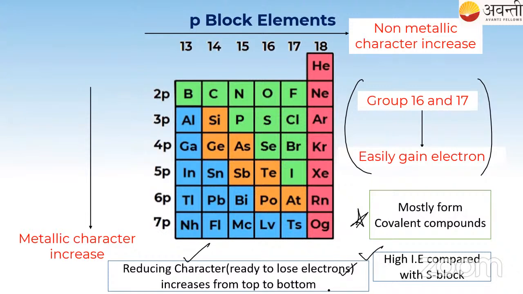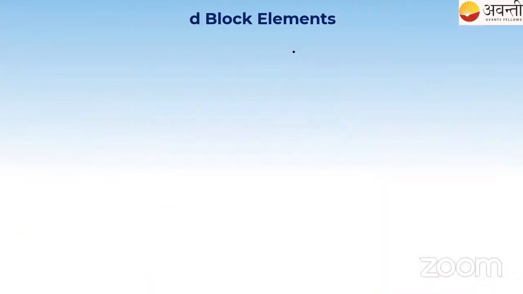So metallic character increases down the group, and these highlighted ones, what are they? These all are metalloids. Okay, these all are metalloids. Okay, that one is easy and you can remember it.